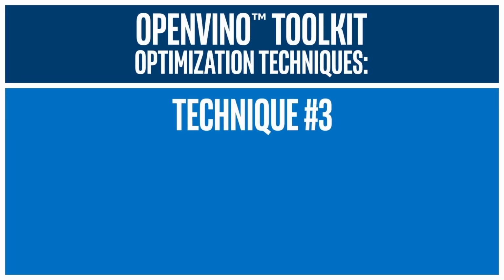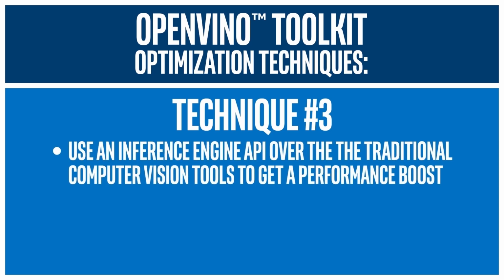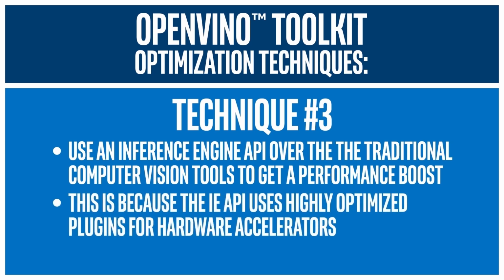The third technique is to use an Inference Engine API over the traditional computer vision tools to get a performance boost. This is because the Inference Engine API uses highly optimized plugins for hardware accelerators.